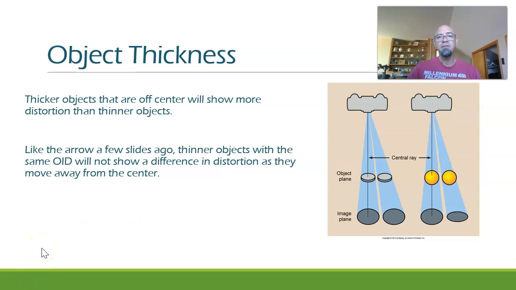And so that's pretty much it for object thickness. Just understand, the thicker the object, the more distortion. And you're going to have even more distortion of that object if it's not directly underneath the x-ray tube. So if it's on the periphery of the plate, that's also going to cause more distortion of that object.